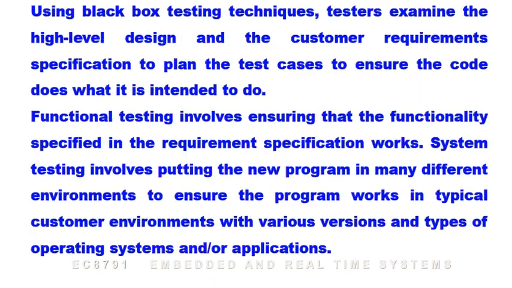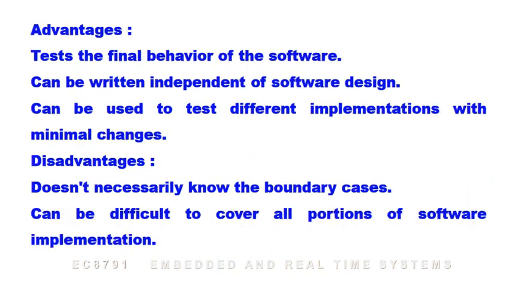to generate. Using black box testing techniques, testers examine the high level design and the customer requirement specification to plan the test cases to ensure the code does what it is intended to do. Functional testing involves ensuring that the functionality specified in the requirement specification works. System testing involves putting the new program in many different environments to ensure the program works in typical customer environments with various versions and types of operating system and or applications.